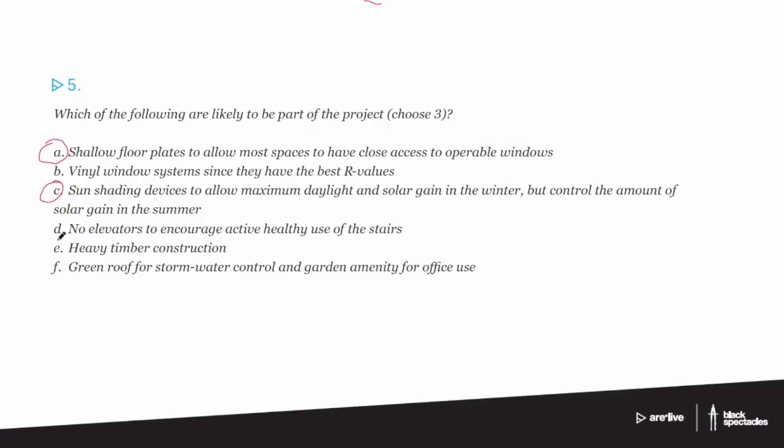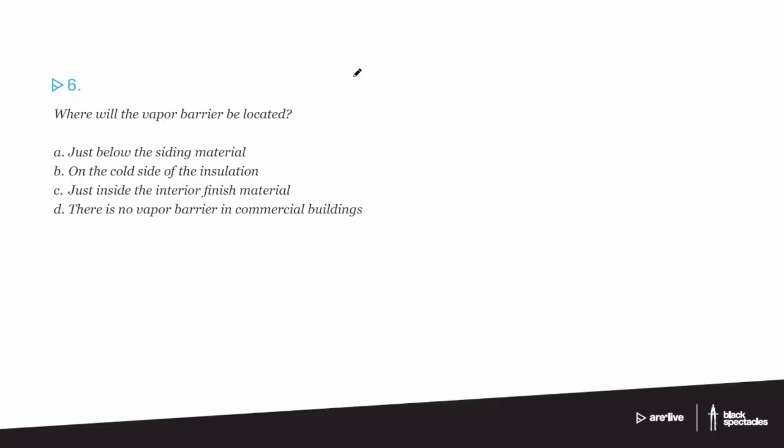You might put the elevator back behind the stair so that people see the stair first and then go up and down the stairs and try to get them to be more healthy that way, but you wouldn't get rid of the elevator in this context. Heavy timber construction, there's really nothing that says that heavy timber construction is part of what we're talking about here. And then F, green roof for stormwater control and garden amenity for office use. Again, it's almost directly out of that climate discussion, so those are your three. The only questionable one was really this B one, which it could have potentially been, but the other three are better answers. All right, we're down to six folks who've got them all right.